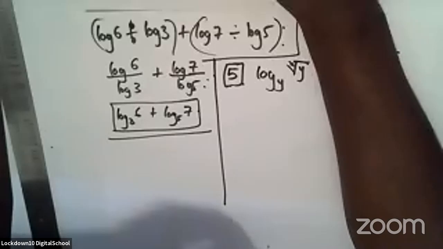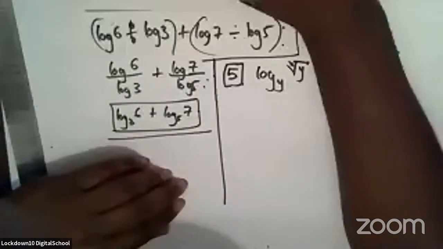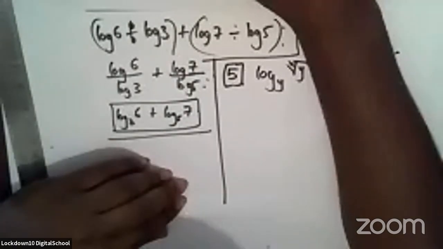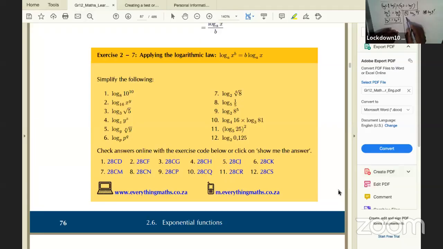Okay. Someone says do number 7. Let me check number 7 as well. 7 and 12. I think that is what we'll do in this section. Number 7 says log to base 2 power 4. Number 12 says log to base 2 of 0.125.